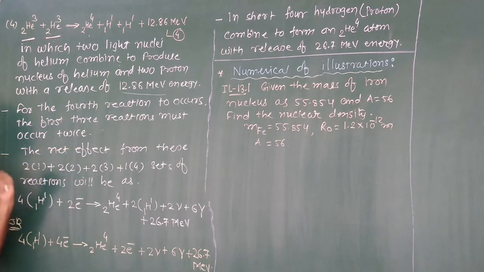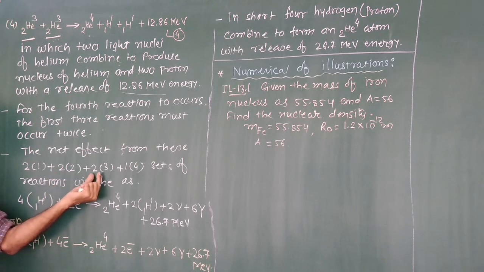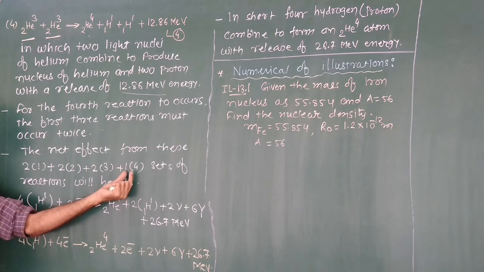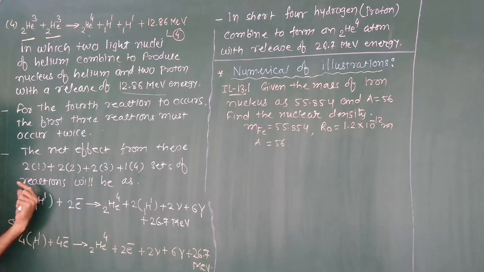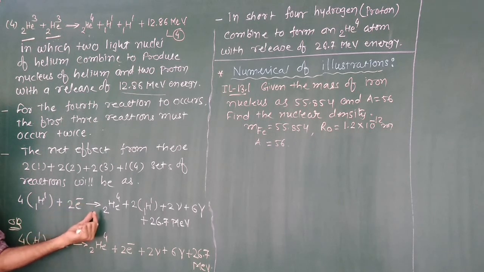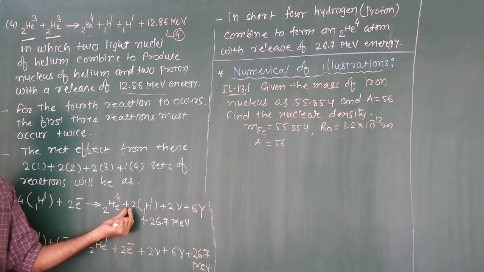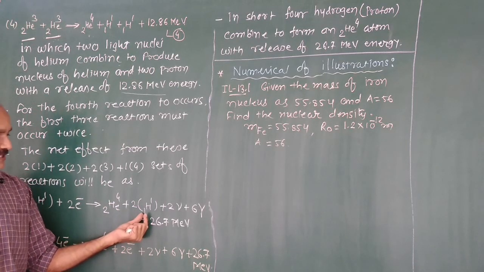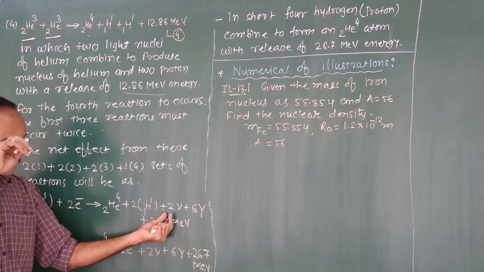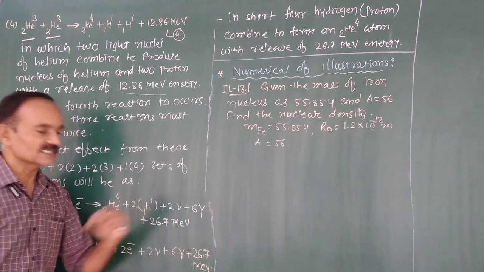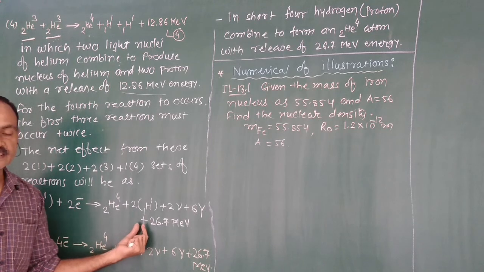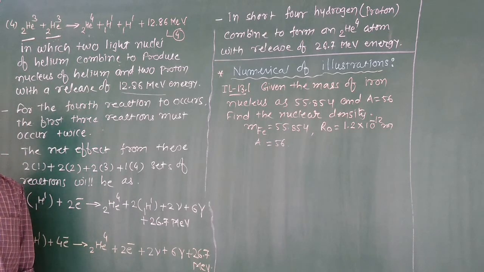The net effect of this reaction is, the first reaction occurs 2 times, the second reaction occurs 2 times, the third reaction occurs 2 times, and the fourth reaction occurs 1 time. The net reaction will be 4 1H1 plus 2 electrons gives 2He4 plus 2 hydrogen or the proton plus 2 neutrino plus 6 gamma rays plus 26.7 MeV energy is released.